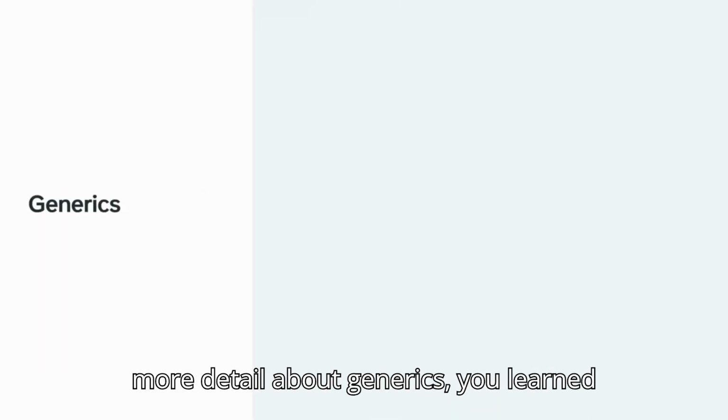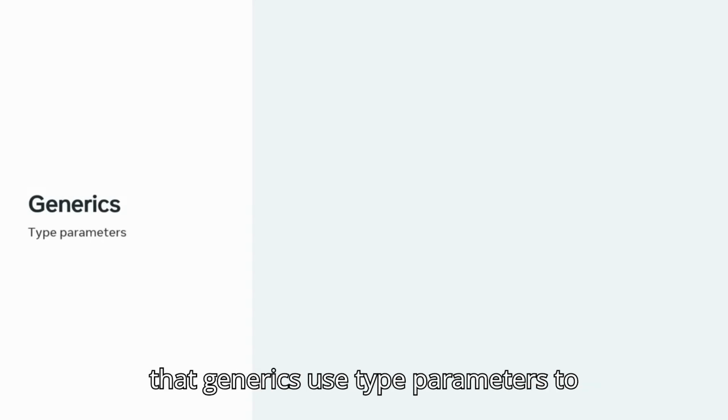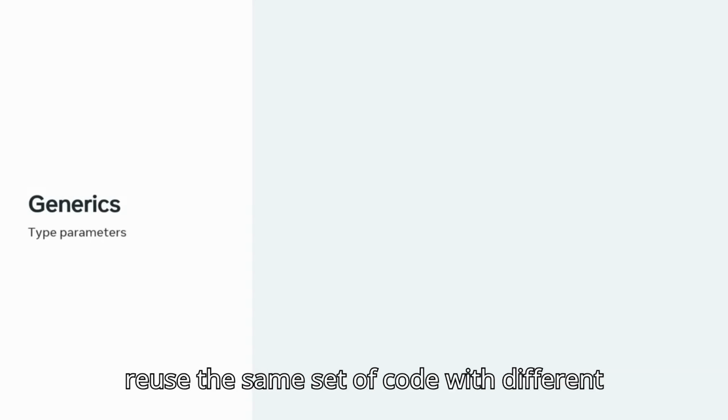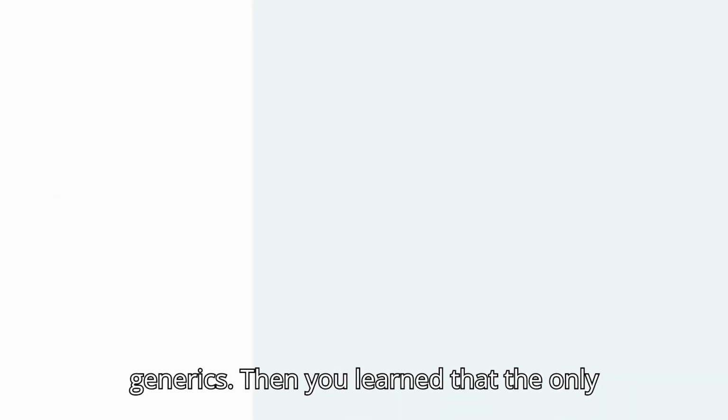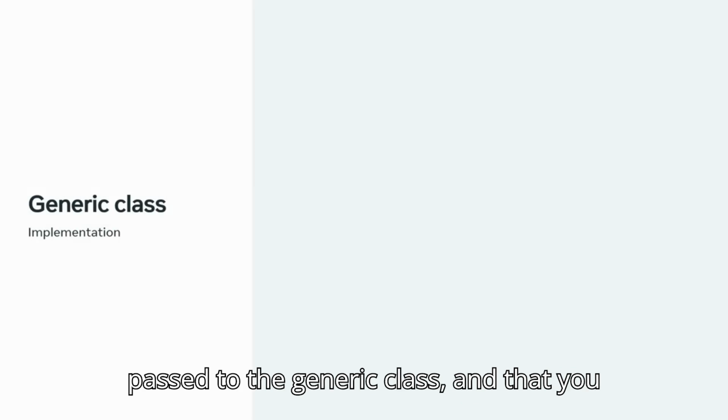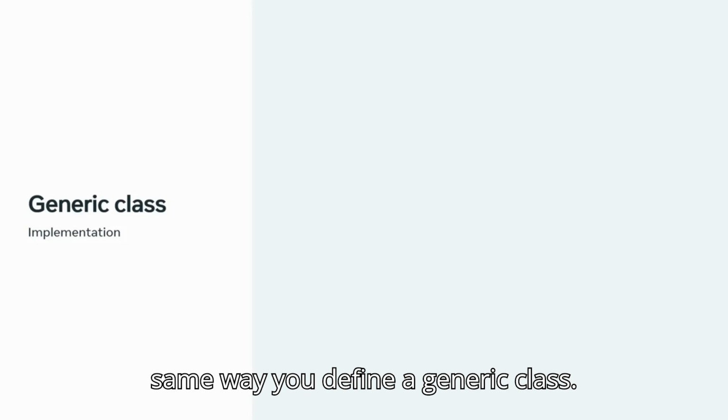Going into more detail about generics, you learned that generics use type parameters to reuse the same set of code with different types. You also learned that type parameter refers to the type of object that will be passed and used with generics. Then you learned that the only difference between implementing a generic class and a non-generic class lies in the additional parameter type that is passed to the generic class, and that you can define a generic interface in the same way you define a generic class.